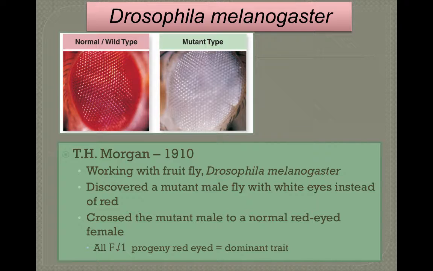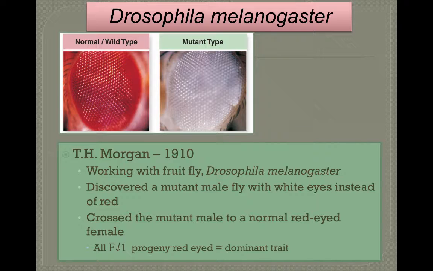Morgan worked with Drosophila melanogaster, or the fruit fly, and he bred lots and lots of fruit flies. Over time, in one particular breeding, he discovered a mutant fly. It was a male, and it had white eyes instead of the typical wild type eyes, which is red. In fruit flies, we don't really talk about dominant and recessive. We talk about wild type and mutant type. Wild type is your normal or typical, and mutant is the different one.